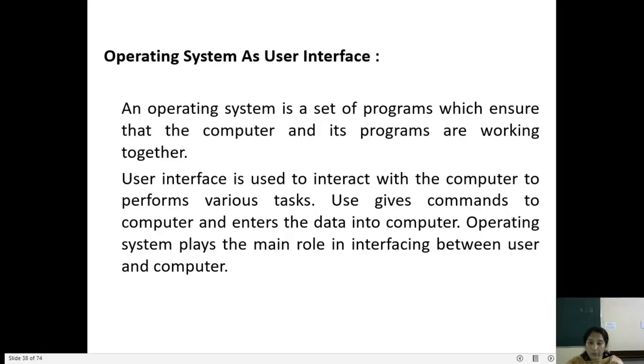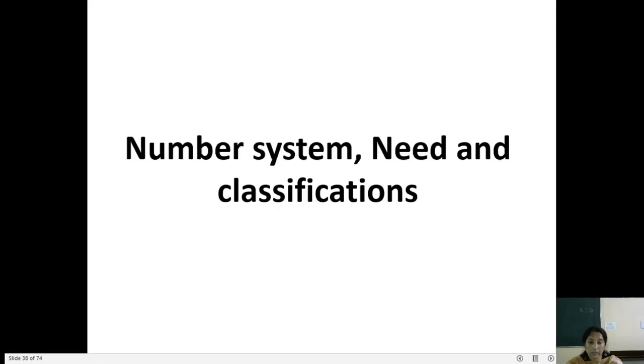And there are different types of operating system like single user single task, multi-user multitask, and single user multitask. When you come to single user single task, DOS is the best example. When you come to single user multitask, Windows is the best example. When you come to multi-user multitask, Unix is one of the best examples.